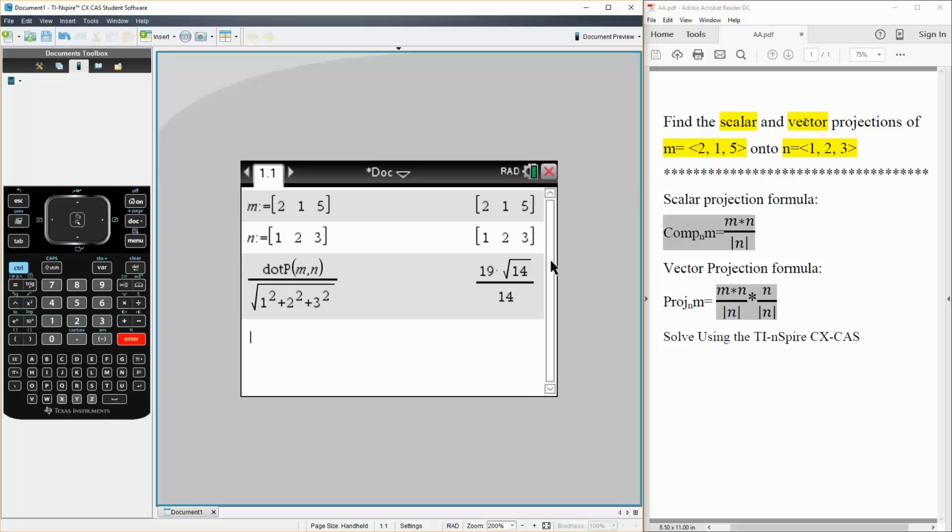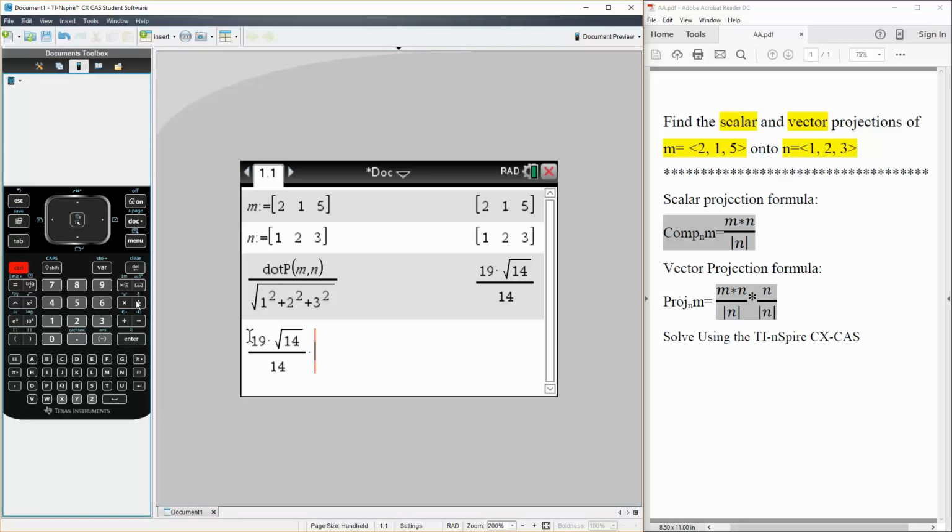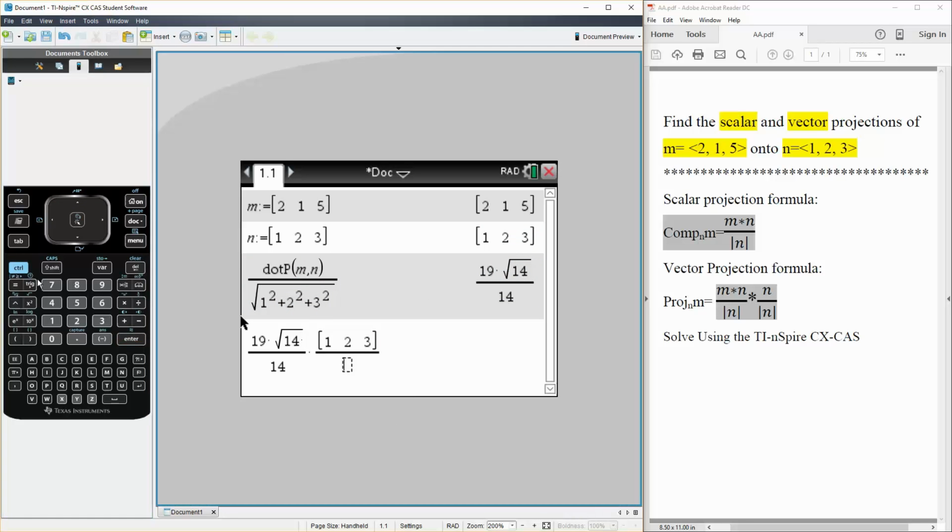Now we want to get the vector projection. The vector projection is the scalar projection times vector n divided by the magnitude of n. This is once again for m onto n. So we'll simply take this answer, and we'll multiply the n divided by the magnitude of n. So we can do a fraction. We have n is this, so this is our n divided by the magnitude of n.